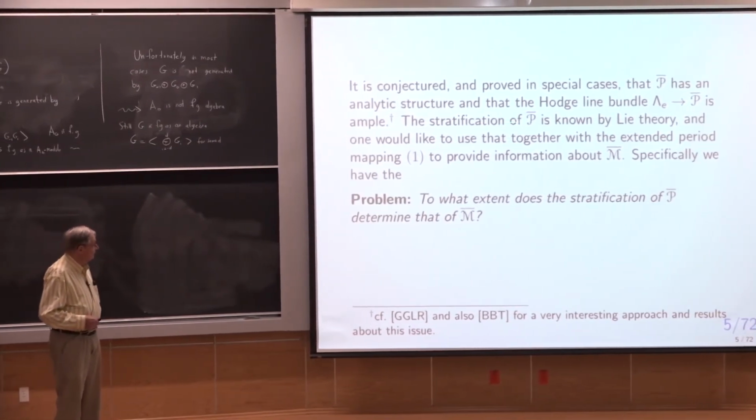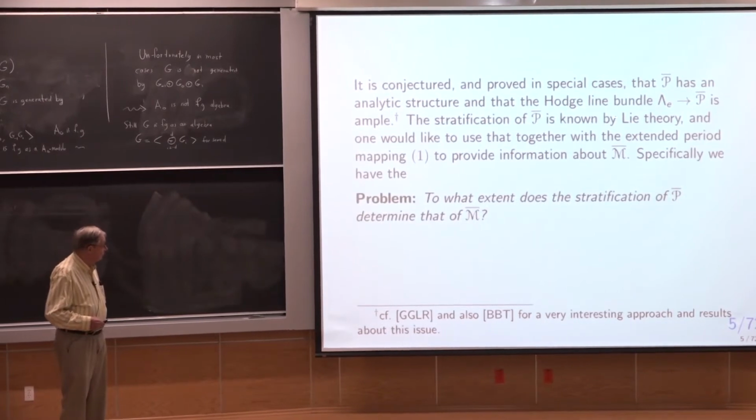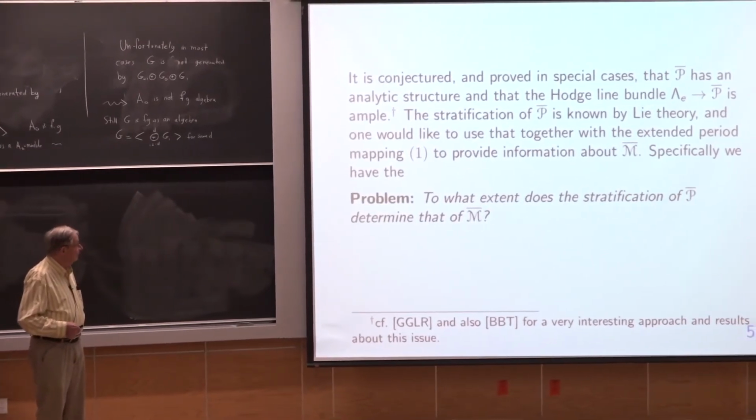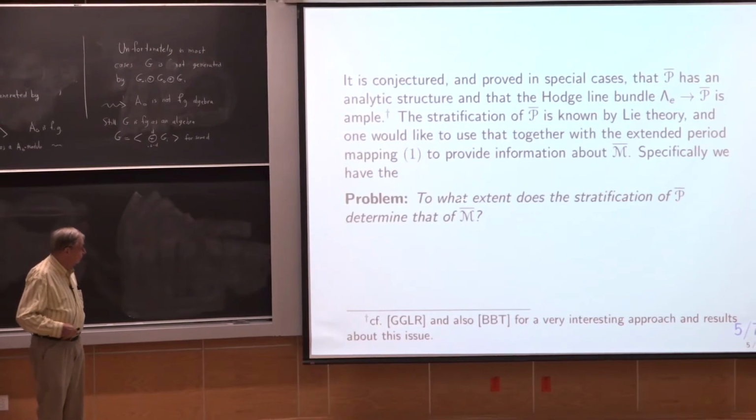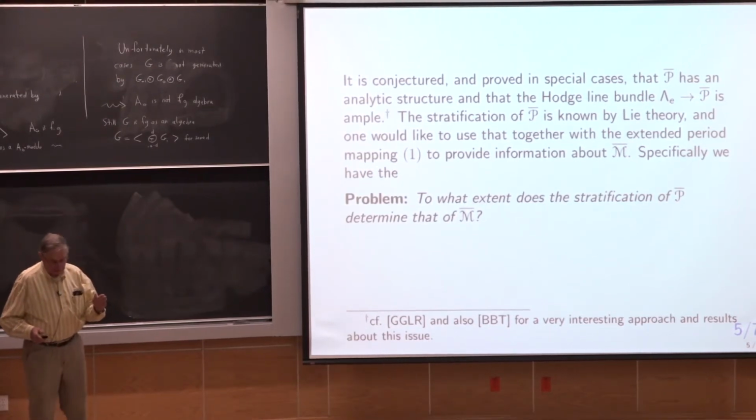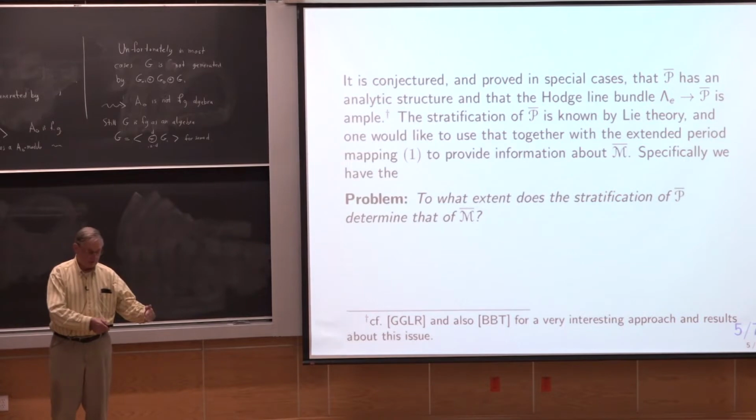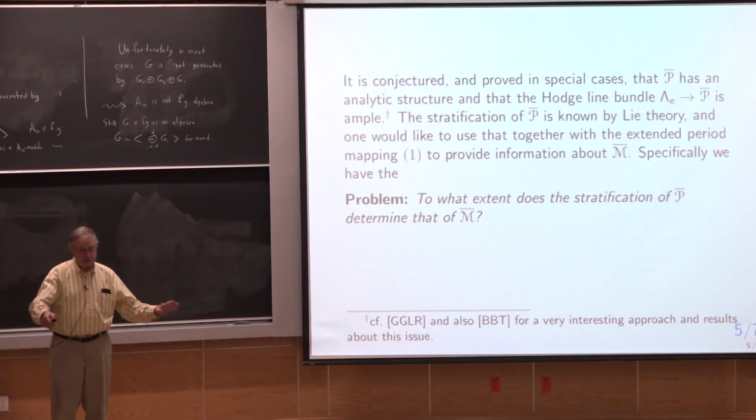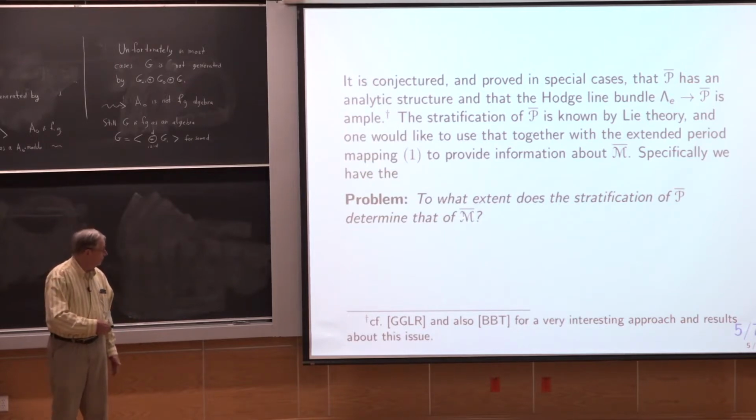So the stratification of this image is known by Lie theory, and the problem then is to what extent does the stratification of the image of this extended period map. So you're looking at the Hodge structures in the limit as the varieties become singular, organizing those into strata. That's done by Lie theory. You want to know to what extent does that determine the stratification of the original moduli space.